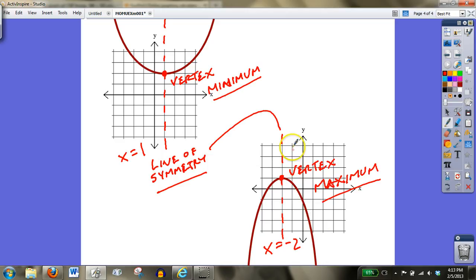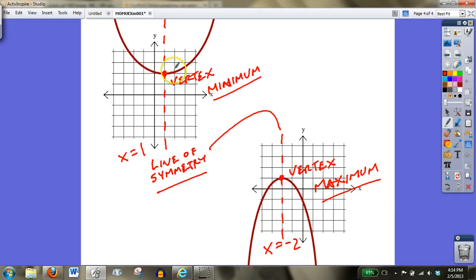Okay, so if it's just a graph and they ask you to draw the line of symmetry, then typically we just put a dotted line at the line of symmetry. If they actually ask for what the line of symmetry is, then you just tell them where it's located. Here, our line of symmetry is x equals 1. Here, our line of symmetry is x equals -2.